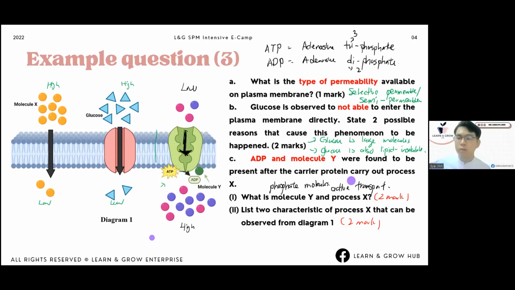Okay, 2 marks here, and then the last one. List 2 characteristics of process X that can be observed from diagram 1.